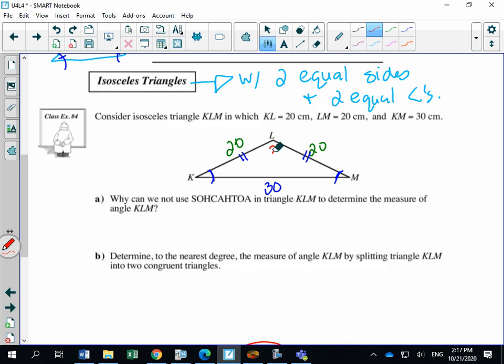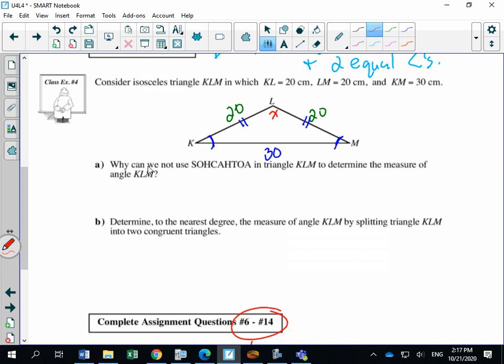Not necessarily, because I could say this is my opposite. I only need two sides to get an angle, and they gave me three sides. I have enough. Oh, and you want to try? You don't have a right angle. So the reason why we can't use SOHCAHTOA is that SOHCAHTOA can exclusively only be used for right angle triangles. We don't have a right angle, or at least not yet.